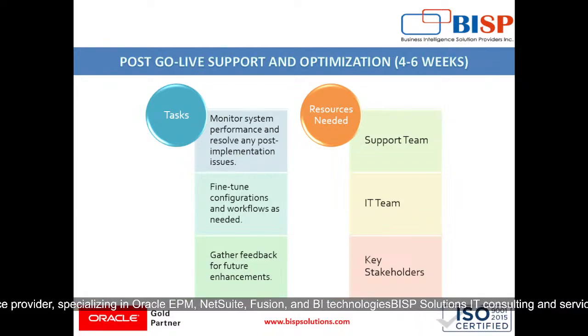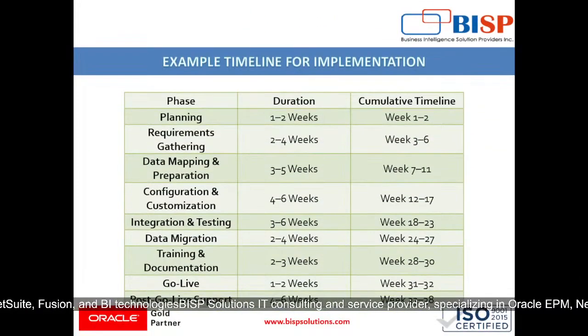It will gather feedback for future enhancement. The resources needed are the support team, IT team, and key stakeholders. Then, an example timeline for implementation. The first phase will be planning, which will take 1 to 2 weeks, and the cumulative timeline will be week 1 to 2. Requirement gathering takes 2 to 4 weeks.